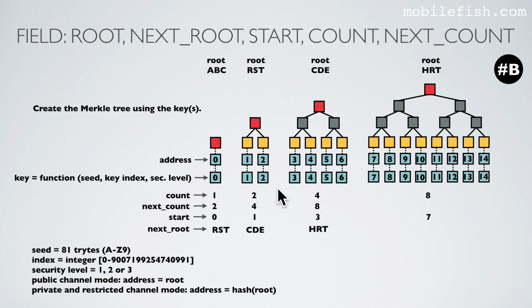Let's assume we have this situation. This Merkle tree has one leaf. This leaf has key index number 0. So start has value 0. This Merkle tree has 2 leaves. The first leaf has key index number 1, so start has value 1. This Merkle tree has 4 leaves. The first leaf has key index number 3, thus start has value 3. This Merkle tree has 8 leaves. This is its first leaf. This leaf has key index number 7, thus start has value 7.